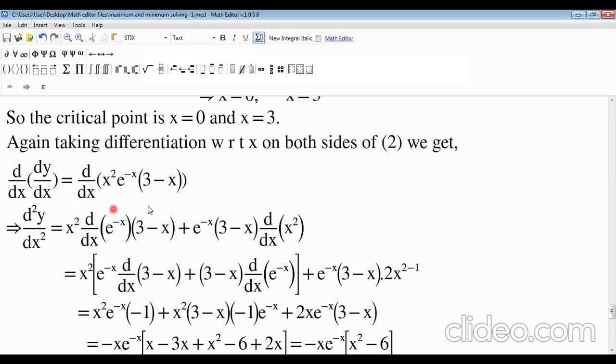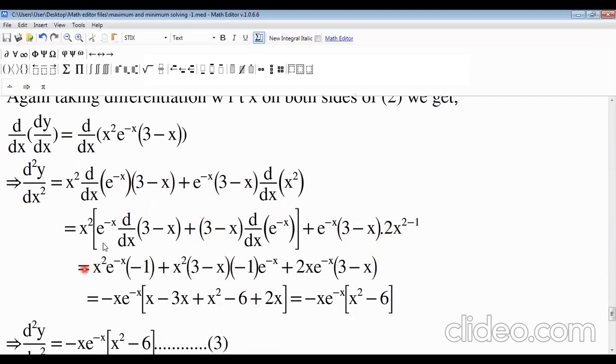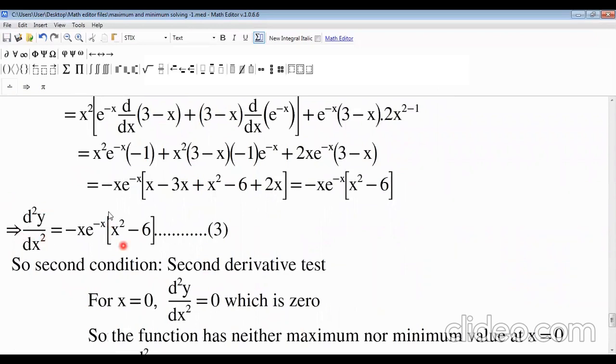That means here is another product function rule. So this is e to the power minus x, 3 minus x, and 2 times x to the power 2 minus 1. So x square e to the power minus x, and the differentiation of 3 minus x: the differentiation of 3 will be 0, and of minus x is minus 1. Again x square into this, the differentiation of 3 minus x is minus 1, into e to the power minus x, just using the previous rule. Again using the x to the n formula and simplifying, we get this one. So the second derivative is this value.